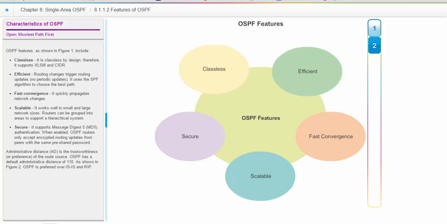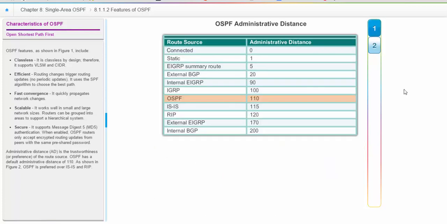The administrative distance is the trustworthiness or the preference of the route source, and OSPF has a default administrative distance of 110. One of the things that you can look at when you're looking at your different protocols is the administrative distance. Here it says OSPF is 110. You can kind of determine which protocol or routing source is being used based off the administrative distance that it gives.